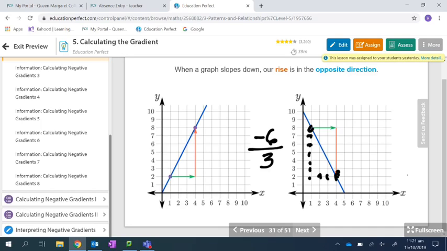What is negative 6 divided by positive 3 going to make? A negative divided by a positive makes a negative, and 6 divided by 3 is simply 2. So the slope is negative 2. That tells you that it's going down at a rate of negative 2.